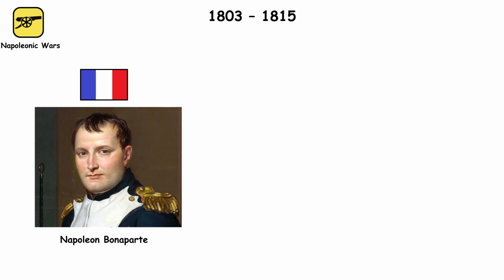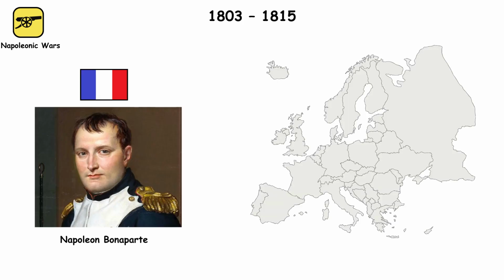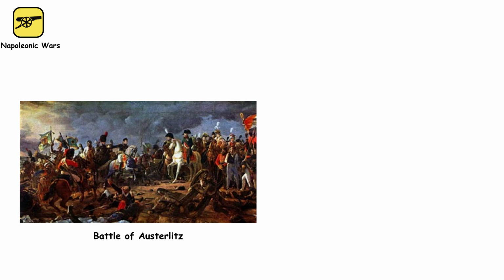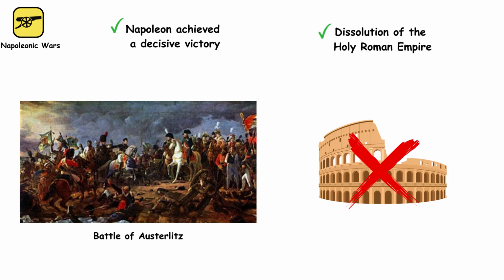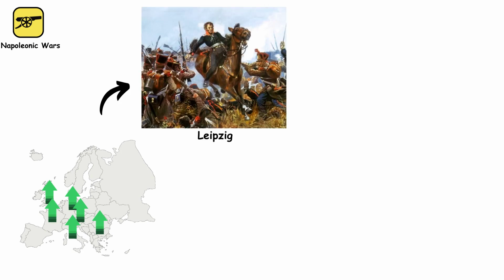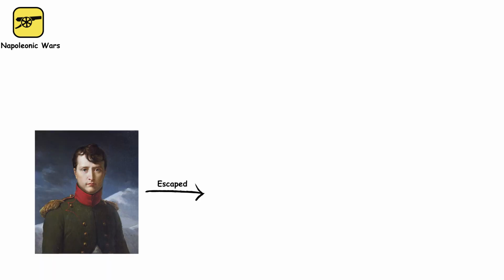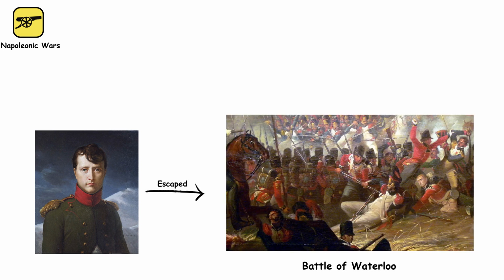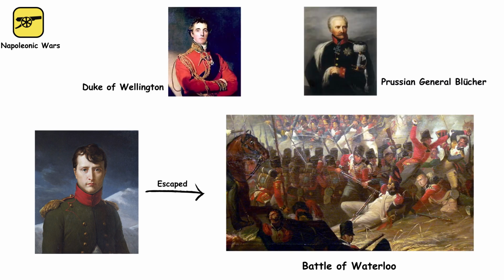The Napoleonic Wars, spanning from 1803 to 1815, saw Napoleon Bonaparte's French Empire striving to dominate Europe against various coalitions of opposing nations. Among the wars, Austerlitz can be mentioned, where Napoleon achieved a decisive victory and the dissolution of the Holy Roman Empire. The coalition forces gradually gained strength, culminating in his defeat at the Battle of Leipzig and his exile to Elba. Napoleon escaped from Elba, and his final defeat came at the Battle of Waterloo by a coalition force led by the Duke of Wellington and Prussian General Blücher.